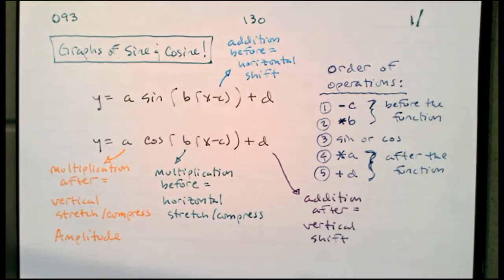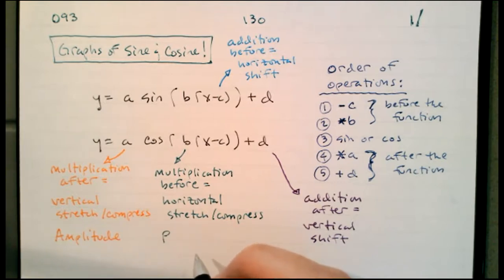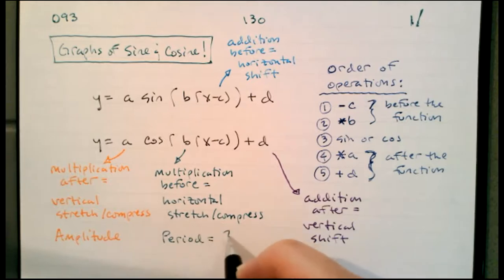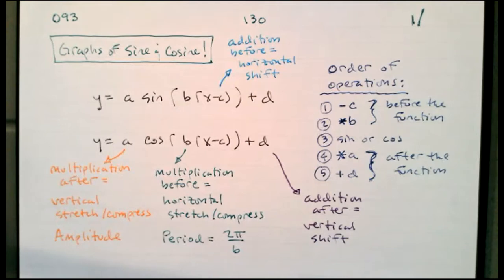The B, multiplication before the trig function, is going to be a horizontal stretch or a compression. And that's going to make adjustments to the period, because the period is how we describe the horizontal stretching and compression. And we do have to remember that the baseline period is 2 pi. So the period is 2 pi divided by B. The baseline amplitude is 1, so we just get to read it right off the tin. But we have to do a little work to figure out what the period is, because the baseline period is 2 pi, so we have to divide it by B.